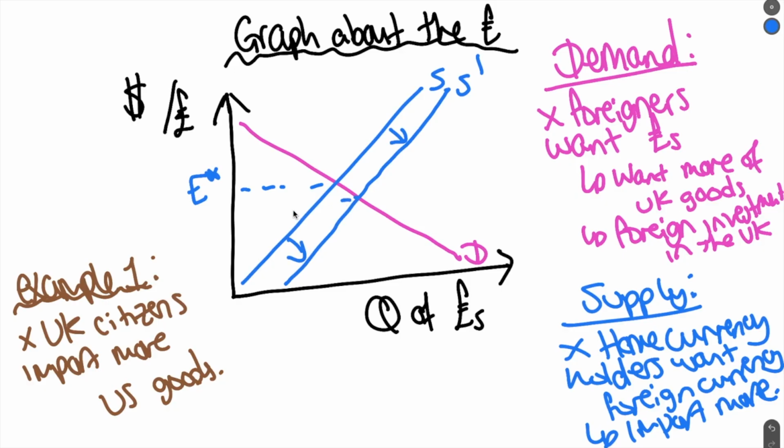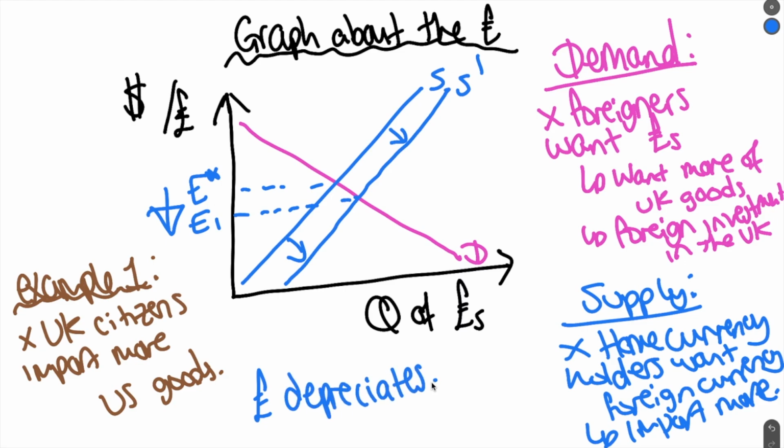So what's happened here? We've seen E has fallen. This graph is all about the pound, and therefore the pound depreciates. But when we talk about exchange rates, it's in relation to another currency. So if one's going down, the other must be going up. So we must be able to say the dollar appreciates. Okay? So the pound depreciates and the dollar appreciates because the UK people are handing over their pounds to trade it for dollars to buy more US goods.